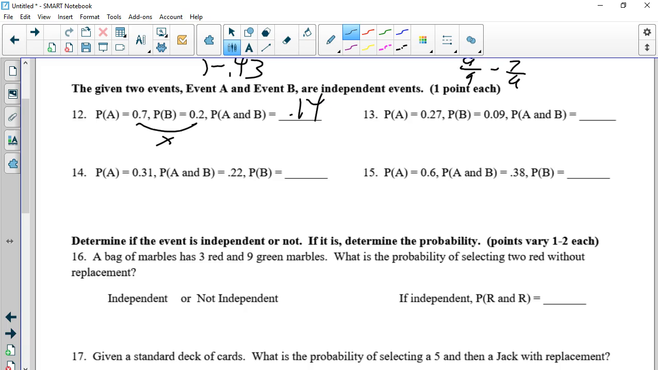Here we have probability A and probability B. We're just going to multiply them, which gives us 0.02. Hopefully you got 0.0243.